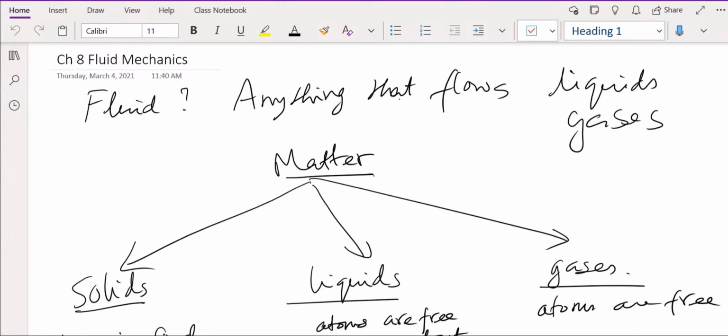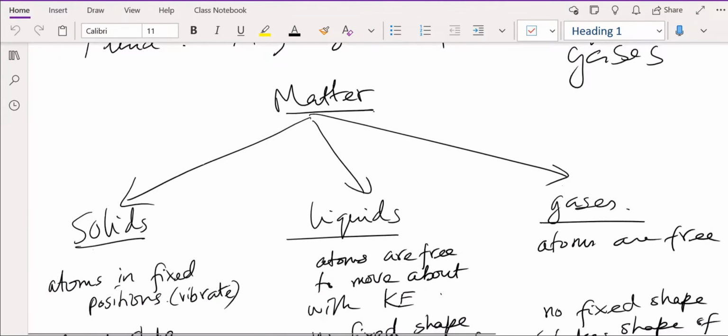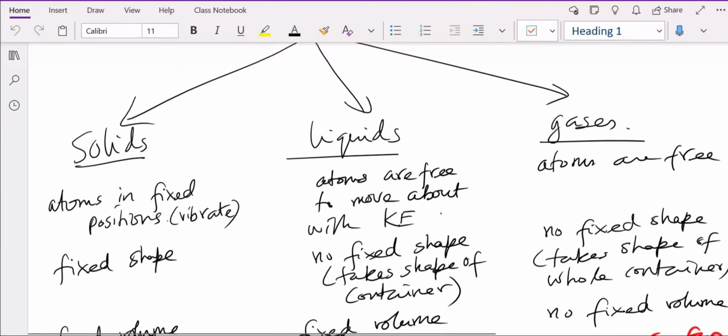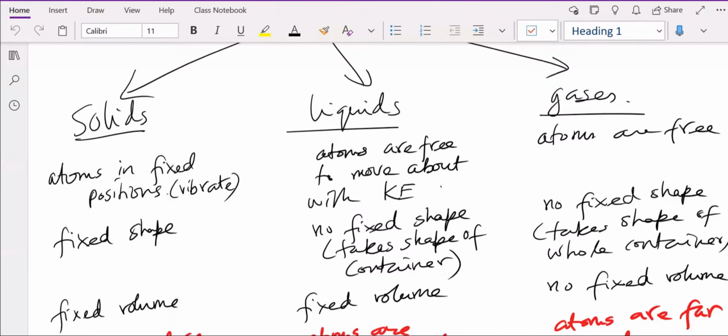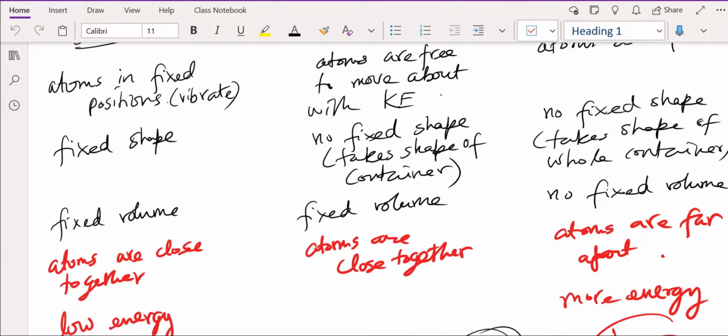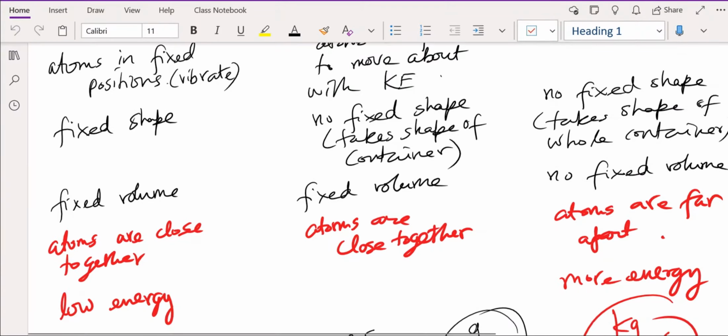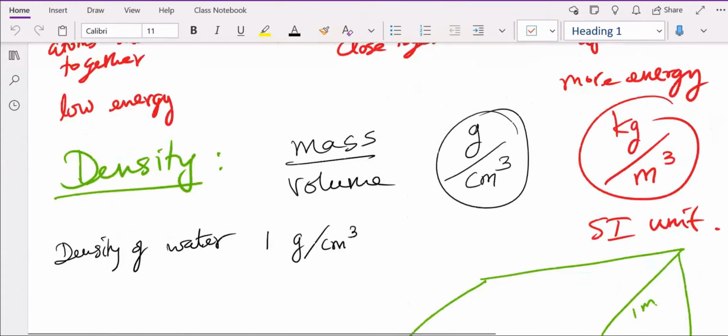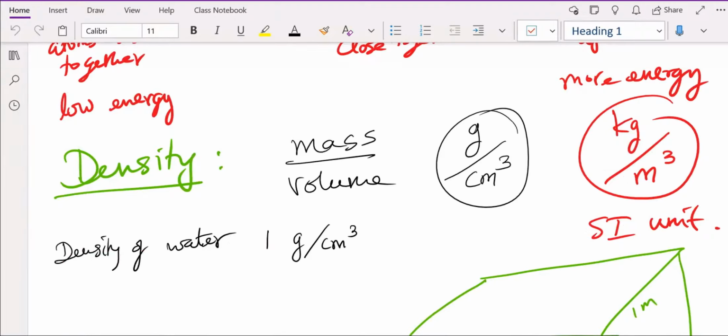So remember what we have done in the last class. We went through fluids, right? We went through the differences between solids, liquids, and gases. And in terms of atomic levels, atomic positions, and stuff like that, and also macroscopically and microscopically both, we have compared solids, liquids, and gases. And we went through then density.